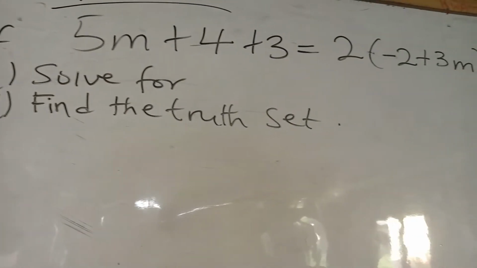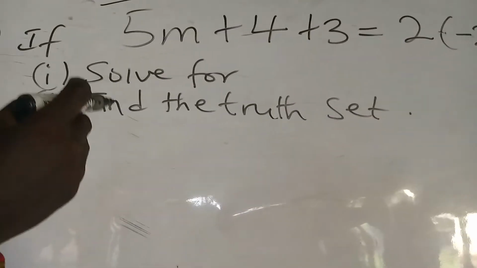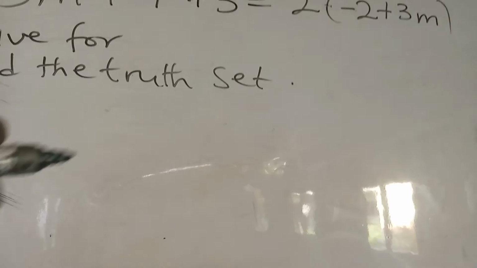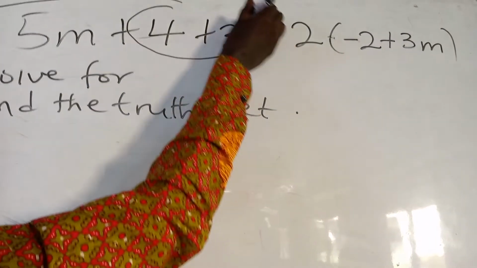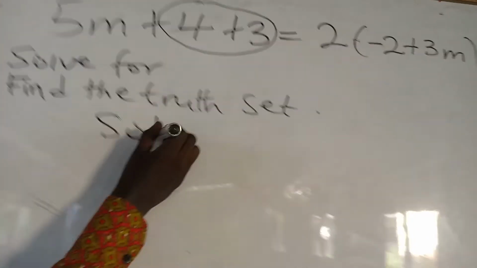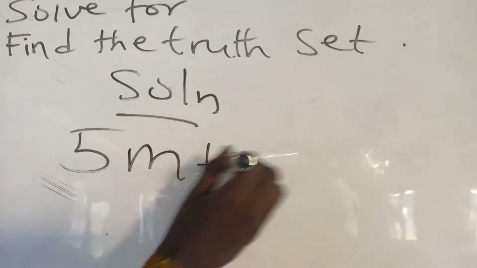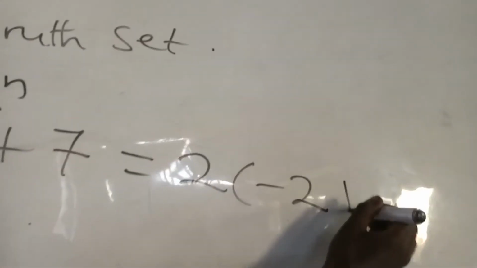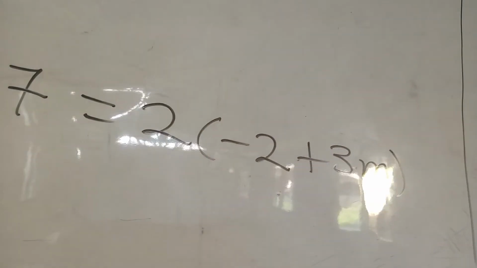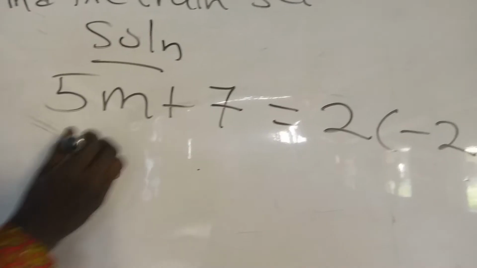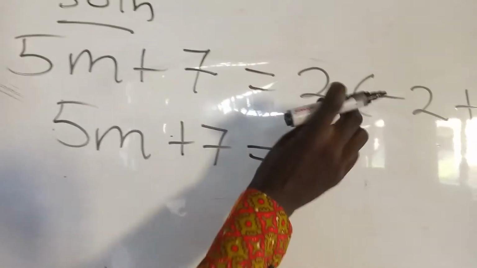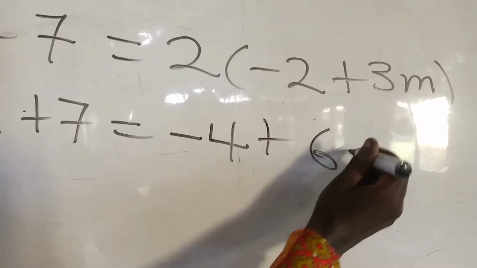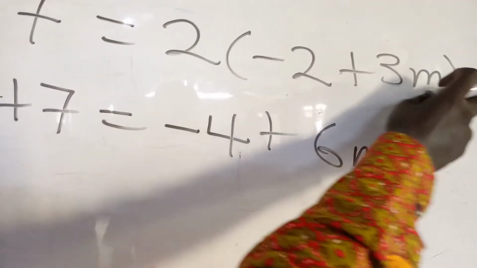So this is our second example. We have 5m plus 4 plus 3 is equal to 2 bracket negative 2 plus 3m bracket close. And we are having like terms here. So this means we add our like terms. So it becomes 5m plus 4 plus 3 is 7 equal to 2 bracket negative 2 plus 3m. Because you take it step by step. Under maths, we mark steps. 5m plus 7 is equal to 2 times negative 2 is negative 4. 2 times 3m is 6m, but it's not 6 because we are having a variable attached.